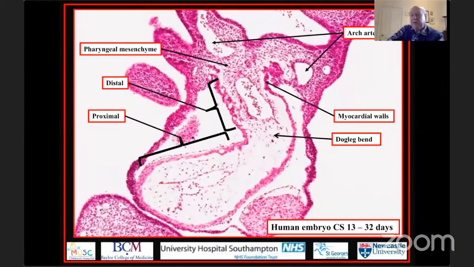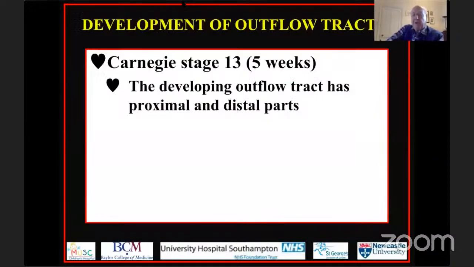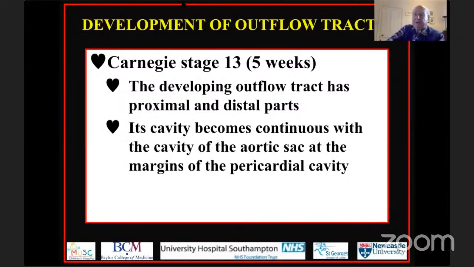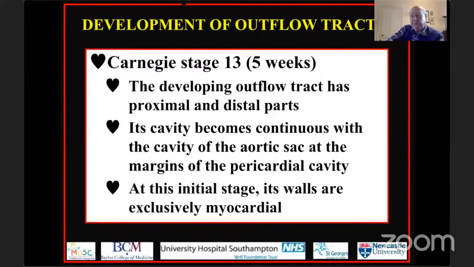The key point at this stage is that it has exclusively myocardial walls. So at Carnegie stage 13, when the embryo is about 5 weeks old, the outflow tract has only proximal and distal parts. Its cavity at the margins of the outflow tract is continuous with the cavity of the aortic sac. At this early stage, the walls are exclusively myocardial.